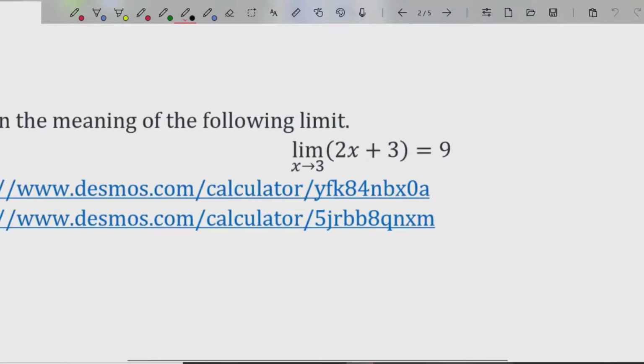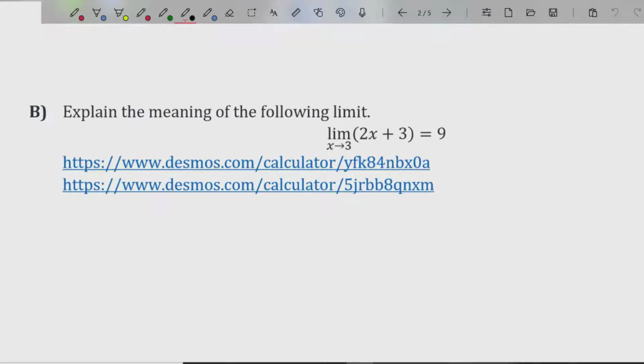A lot of people will explain this by saying, well, as x gets super duper close to 3, that function gets super duper close to 9. I'll write that down. That language is actually pretty fine for a general basic understanding of a limit. It is kind of true. As x gets really close to 3, our function does really get close to 9. However, that's not exactly what it truly means.